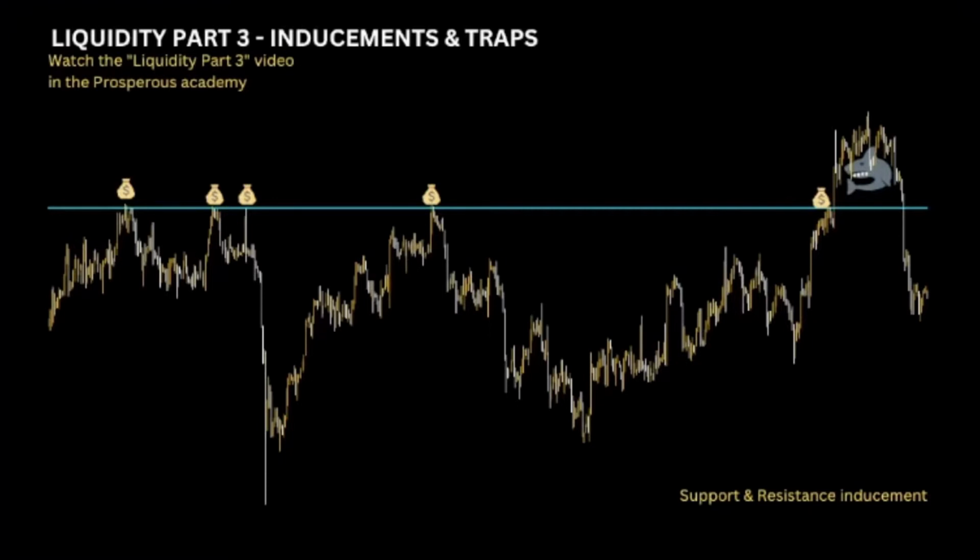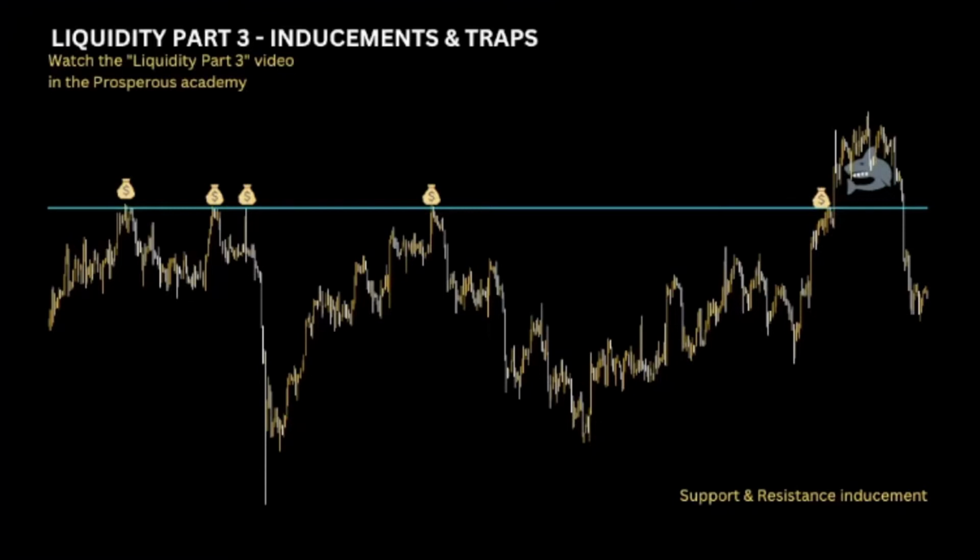And it can be anything. It can be a resistance line. It can be a support line. It can be a trend line. It can be a swing high, swing low. It can be an order block even, equal highs. All of that is inducement levels that is perfect for market makers to come and sweep liquidity, sweep out the stop losses. So how can this look?